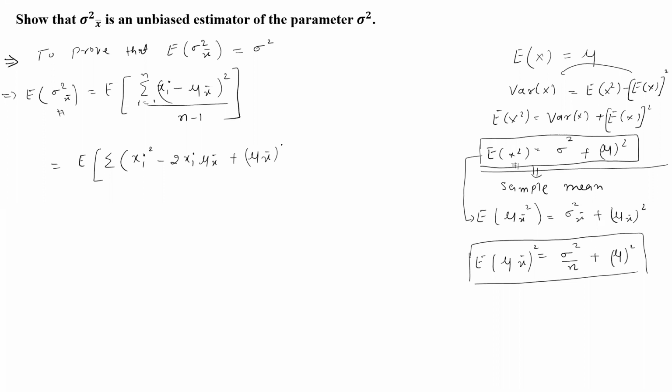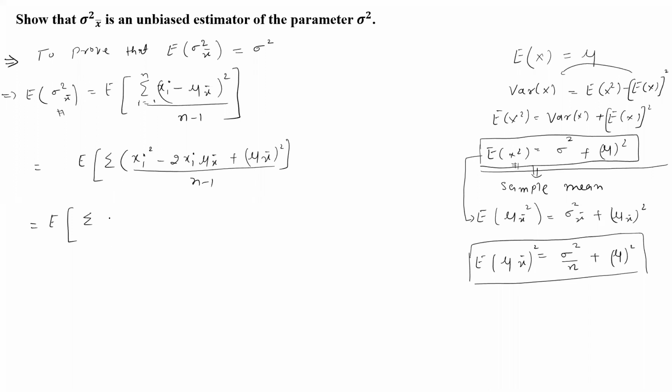All right, so this will be b square, and 1 by n minus 1 I will write outside, or I will just write it here only n minus 1, doesn't matter. Now this equals the expectation of, I will write each term now.